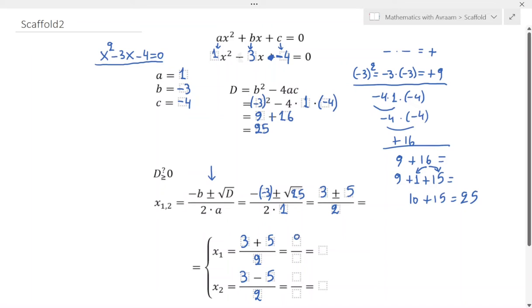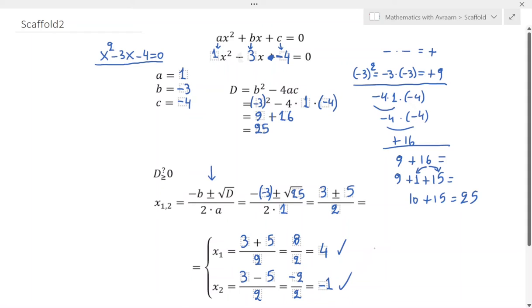3 plus 5, that's 8, divided by 2, and we get the result of 4. And now 3 minus 5, that's minus 2, because 5 is bigger as a value than 3, so its sign is the one that stays here, so minus 2. 3 take away 5, that's minus 2, over 2, and again this is minus 1. Those two numbers are the results.